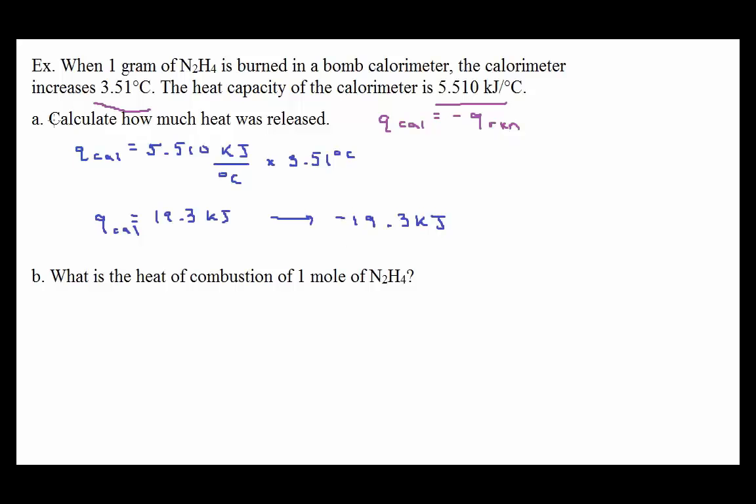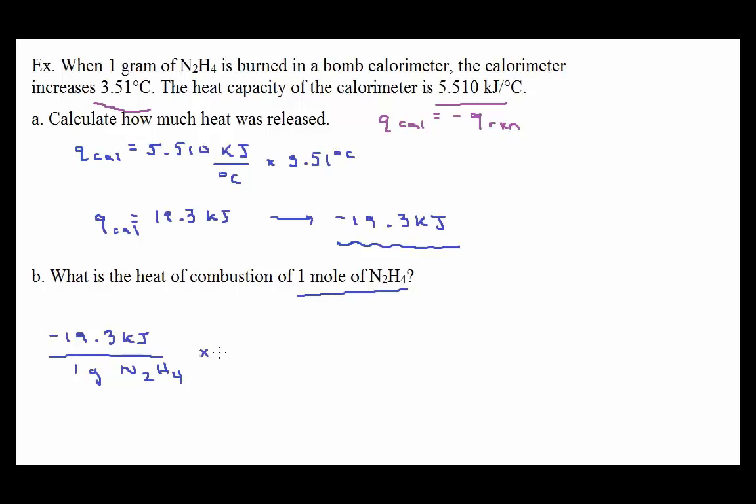Now, it's kind of complicated because here it says calculate how much heat was released. Well, 19.3 kilojoules were released, but if we're talking about the change in heat, it's negative 19.3 kilojoules. Next, it asks you to find the heat of combustion of 1 mole of N2H4. So this is similar to the problem that we previously did with the coffee cup calorimeter. I know that 19.3 kilojoules is going to be released for every 1 gram of N2H4 that reacts.